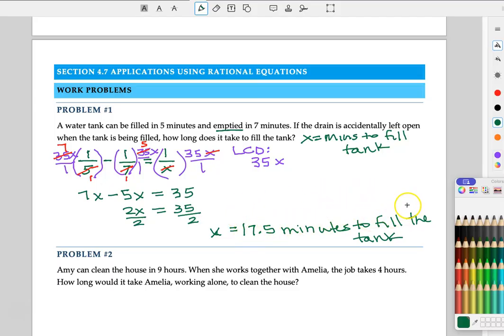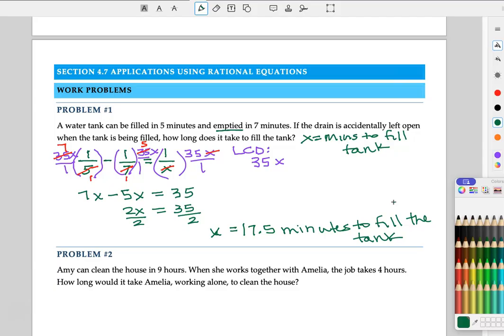So that means that they finally realized that the plug was not in, and they put it in, and it was 17.5 minutes from the moment they started to fill it to the moment that it actually filled up, including the time to plug it. Well, this would be before they plugged it.